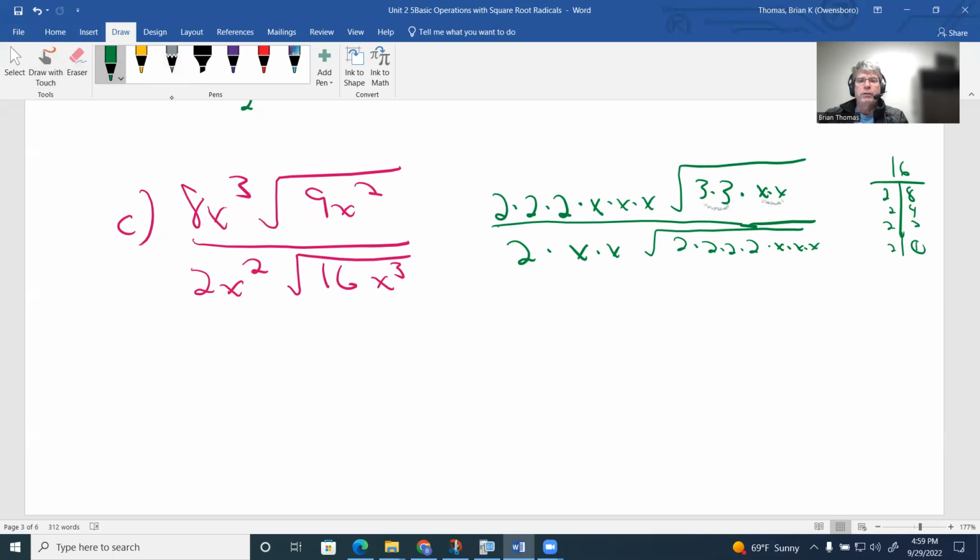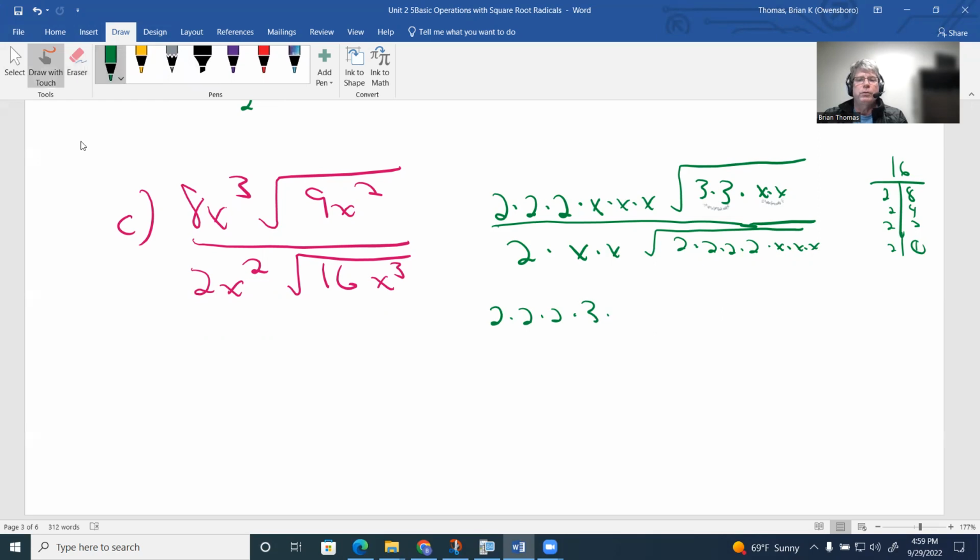So on the top, what we have then is a 2 times a 2 times a 2 times a 3 times a 3 times an x times an x times an x. And then, wait a minute, only 1 3 comes out. It's a 1 for 2 concept. Let's back that up. Try that again.